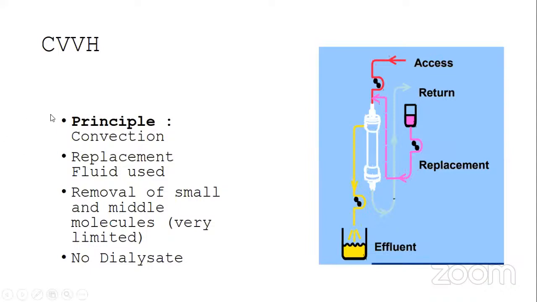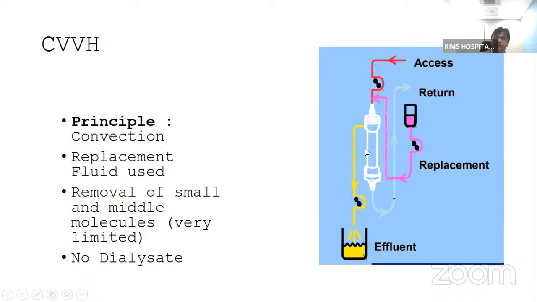And coming to CVVH, the basic principle behind it is convection, that is solvent drag. Here we can see in this diagram, the blood passes through the filter. Once after passing through the filter, the fluid will be lost in the effluent. Along with the effluent, some amount of the solutes, especially the small and middle molecules, will go through the effluent. So CVVH will filter a large amount of water.